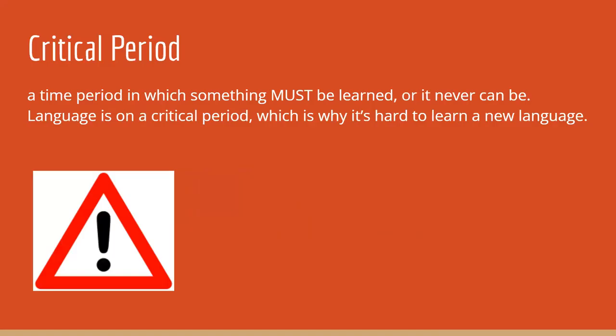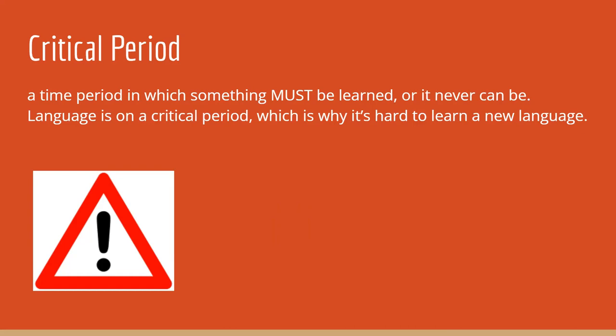Okay, critical period. This is a time period in which something must be learned, or it never can be, or rarely can be. Language is on a critical period. That's why it's so hard to learn a new language. You might learn Spanish or French or German in high school, but guess what? Odds are you're probably not going to master it. You might remember it now as you're learning it, but when you're an adult, that's going to be the least of your concerns, likely. But it's way easier to learn a new language or your primary language in this critical period, which is around age 0 to 7.